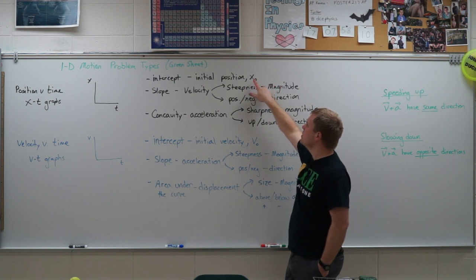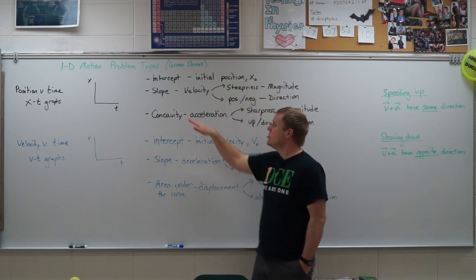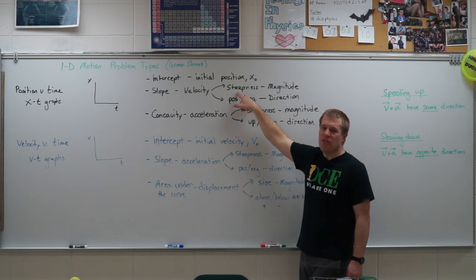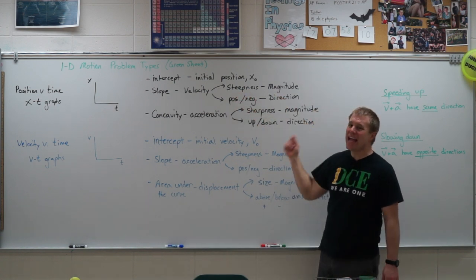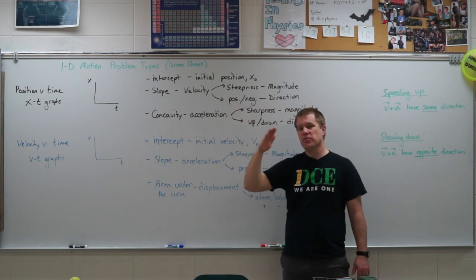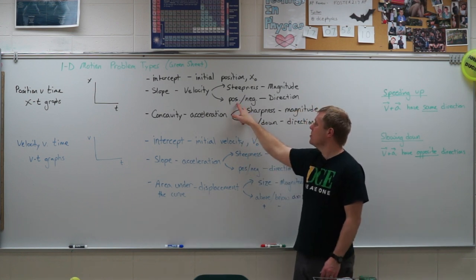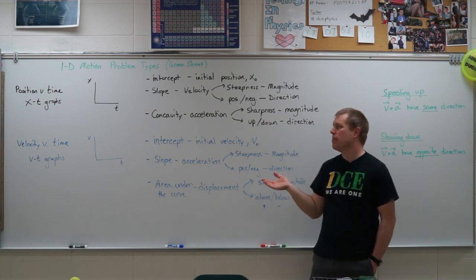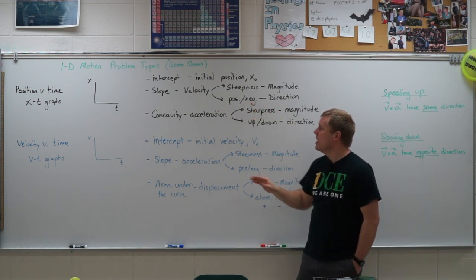So if we're doing the x position, it would be x naught. The slope of the graph tells you about the velocity. The steepness of that slope tells you about the magnitude of the velocity, where if it's sloped up and positive, that tells you about the direction of the velocity, or if it's sloped down, it's negative, that tells you about the direction of the velocity as well.